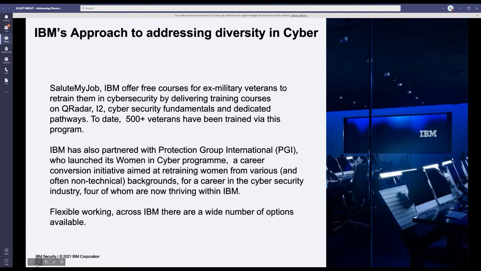And then a more recent initiative is IBM partnering with the Protection Group International. They've got a Women in Cyber program. This is a career conversion program, open to all sorts of women from various and often non-technical backgrounds. I think we've had a vet, an accountant, a musician apply, for example. And this comes back to what I was saying at the beginning: it's about having a willingness to learn, and soft skills, communication skills, being able to make yourself heard, written skills that are really transferable into all spheres.